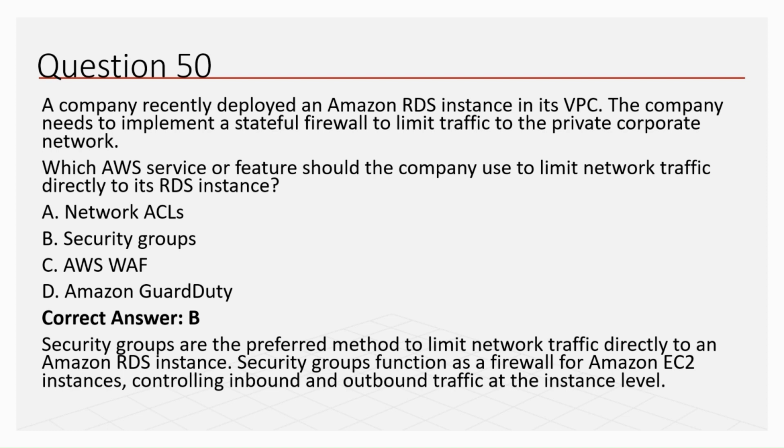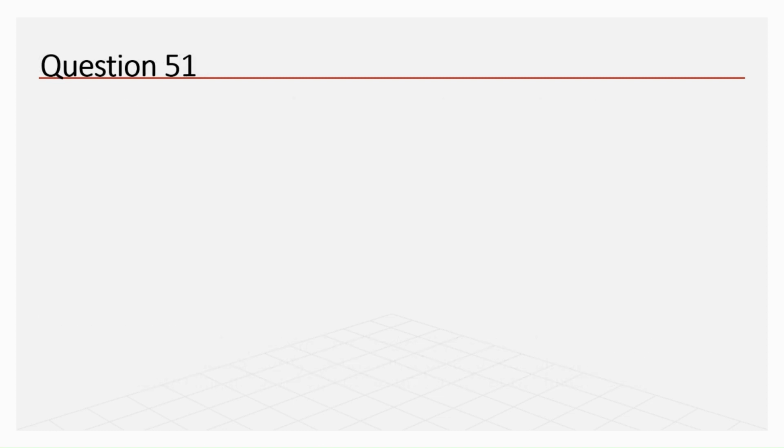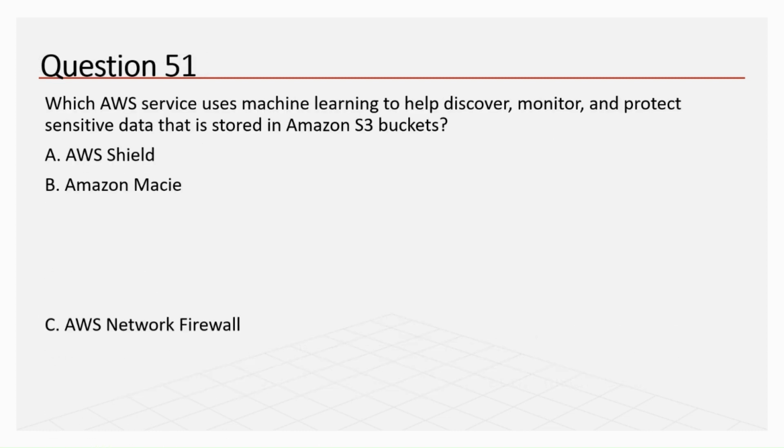Security groups are the preferred method to limit network traffic directly to an Amazon RDS instance. Security groups function as a firewall for Amazon EC2 instances, controlling inbound and outbound traffic at the instance level. So, therefore, the correct option is security groups. Now, let's look into question number 51.